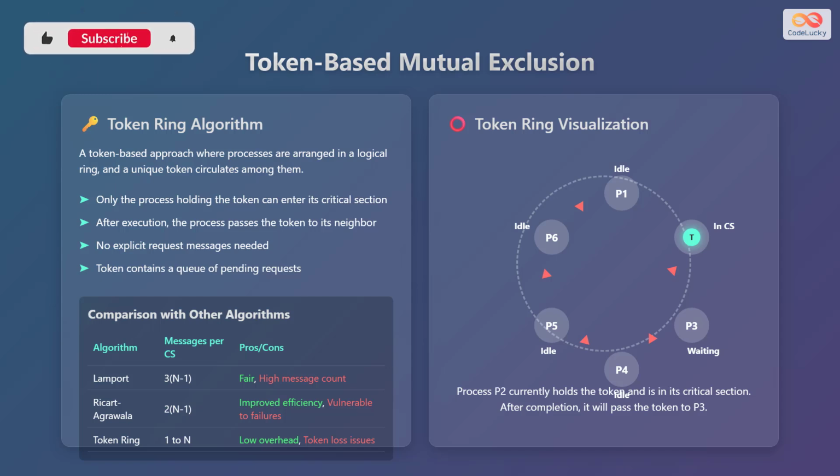Here's a comparison with other algorithms. Lamport requires 3 multiplied by n-1 messages per critical section, with the advantage of being fair but with a high message count. The Ricart-Agrawala algorithm requires 2 multiplied by n-1 messages per critical section, offering improved efficiency, but is vulnerable to failures. The token ring requires from 1 to n messages, providing low overhead but with potential token loss issues. As we can see, process P2 currently holds the token and is in its critical section. After completion, it will pass the token to P3.